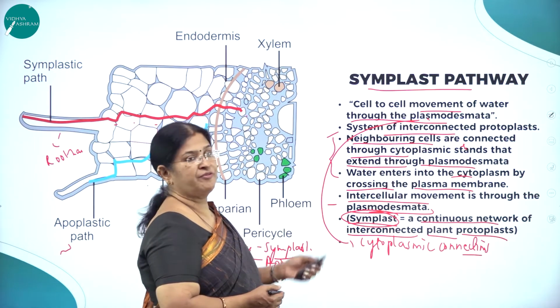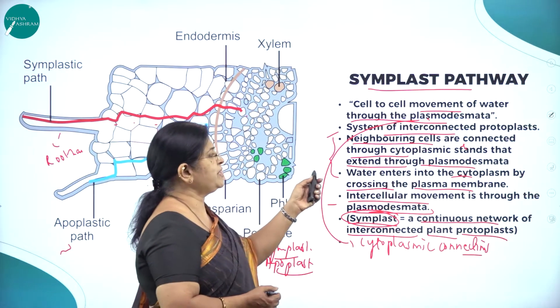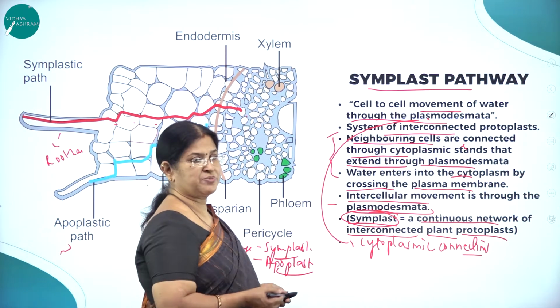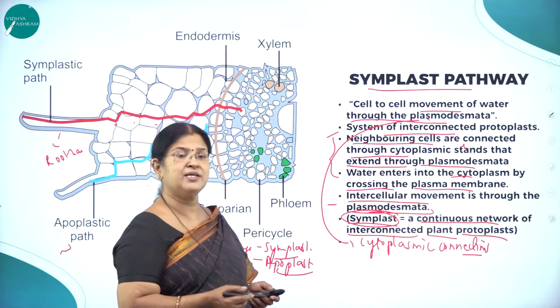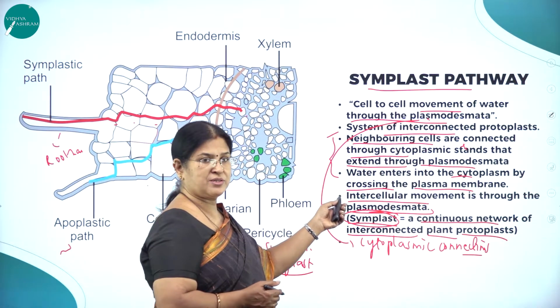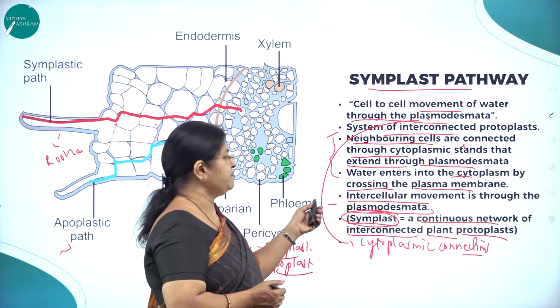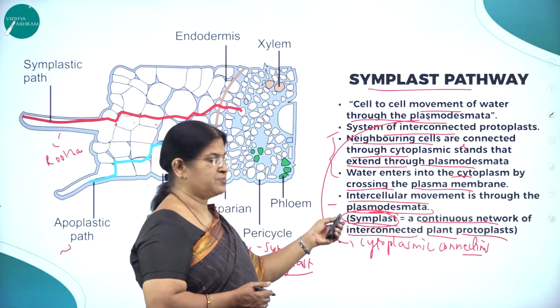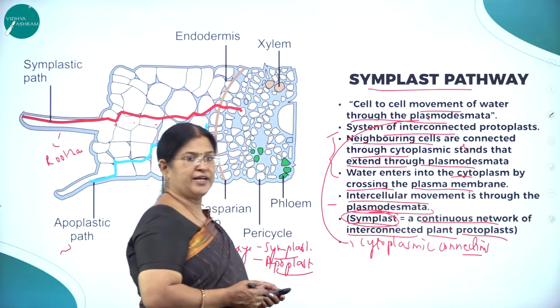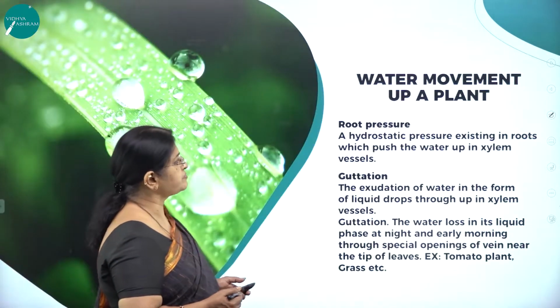Then it is a system of interconnected protoplasts. Neighboring cells are connected through cytoplasmic strands that extend through plasmodesmata. Hence we call plasmodesmata as cytoplasmic connections. Then water enters into the cytoplasm by crossing the plasma membrane. Then intercellular movement is through the plasmodesmata. So symplast means a continuous network of interconnected protoplasts.